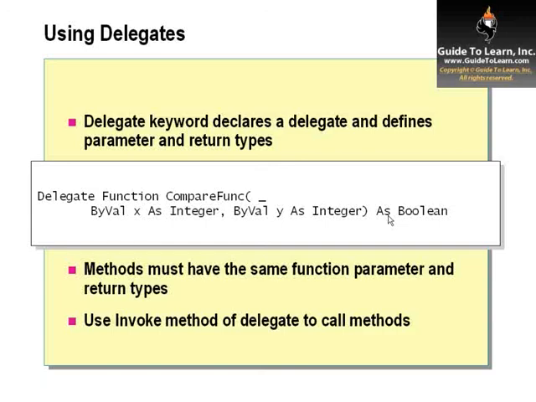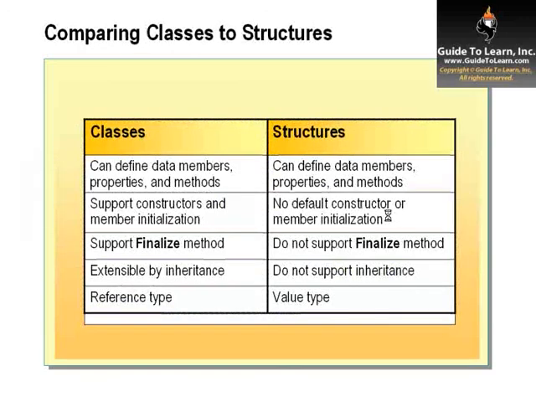In order to compare classes to structures, remember that classes can define data members, properties, and methods. The structures can define data members, properties, and methods. So what's the difference between the two? Well, the classes support constructors and member initialization, but for structures, there is no default constructor. Classes have a destructor, which they call Finalize, but the structures don't have it because they don't have a constructor. Classes are extensible, the structures are not. And classes are reference types, the structures are value types, so they spend less memory and less time.